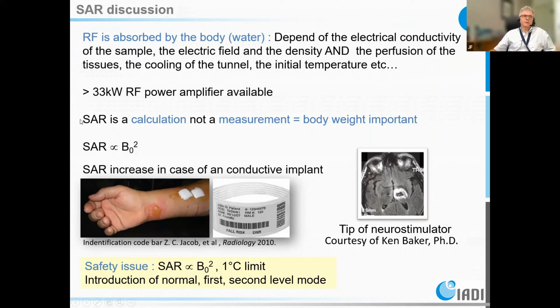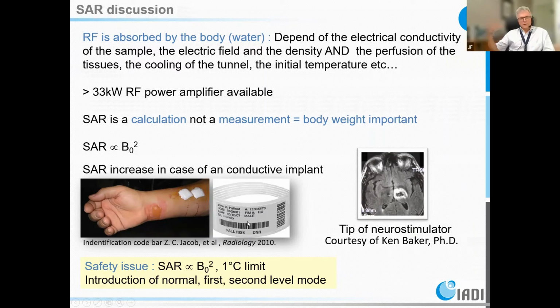Again, I mentioned this before. The SAR is a calculation; it's not a measurement, and so you have to give the right body weight to the system. The problem is the SAR is going up with B0. Okay, if we have 7 Tesla, you have more issue about SAR than at 1.5 T. But the main problem for me is if you have conductive material in the system.